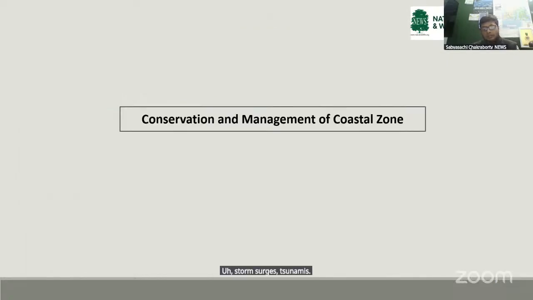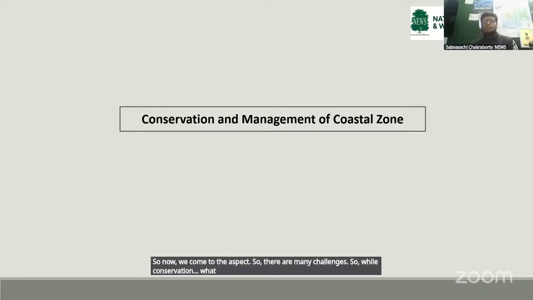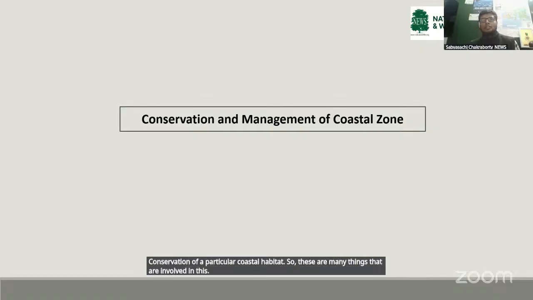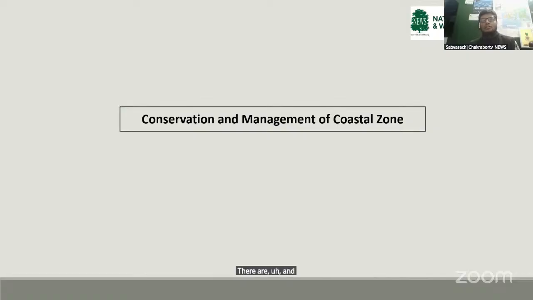So now we come to the aspects. There are many challenges. What are the conservation issues? These are the problems which we face when we think of the conservation of a particular coastal habitat. Many things are involved in this. It is not just that you go there one fine day and say, "No, we will have to conserve this area."